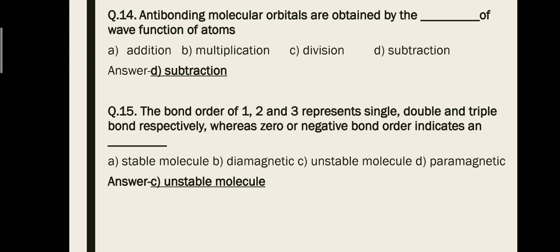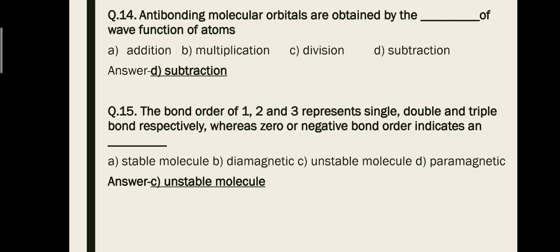All of the mentioned. Question number 14. Antibonding molecular orbitals are obtained by blank of wave functions of atoms. Options are A. Addition. Option B. Multiplication. Option C. Division. Option D. Subtraction. The correct answer is D.